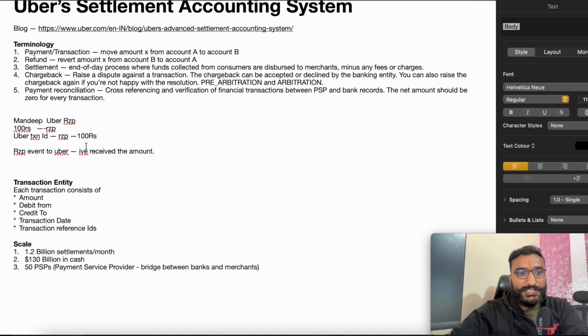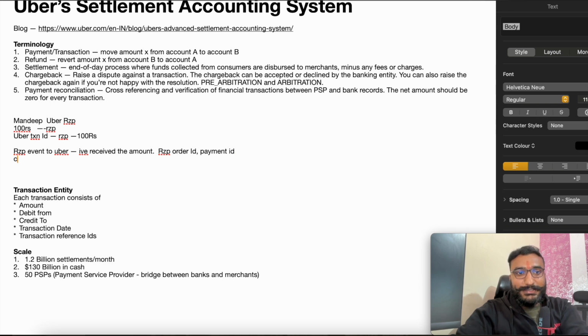and as we also said, there is a unique transaction ID as well. In case of Razorpay, it's the Razorpay order ID, and then we have the payment ID. Once you receive this amount, you will receive a callback that this amount is credited in my account. Cool. Once this is done, you can say that the transaction will be settled after t+1 or t+2. You can be sure of that.